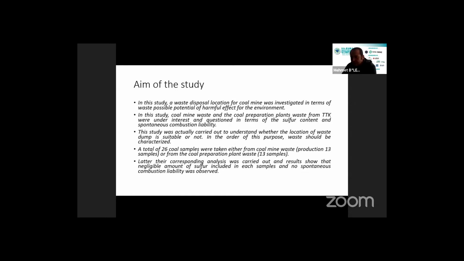Actually, this study was carried out to understand whether the location of this waste dump is suitable for the disposal or not. In order to serve this purpose, the waste should be characterized. It was a part of a project, and a total of 26 samples were collected, 13 from the coal preparation plant and the other 13 from the production line. Later their corresponding analyses were carried out, and the results show that a negligible amount of sulfur is included in each sample and no spontaneous combustion liability was observed.